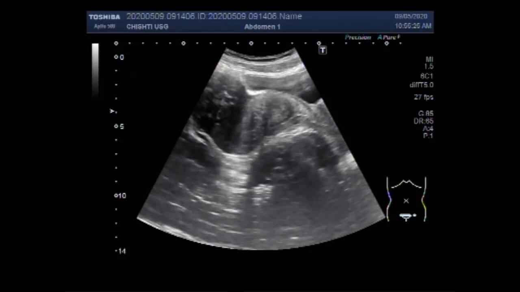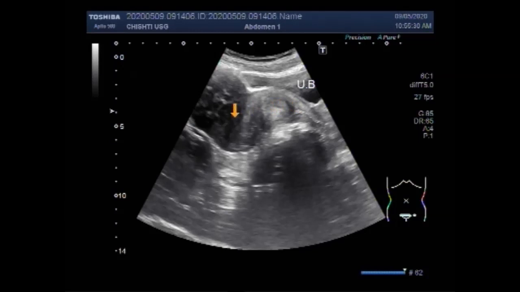This ultrasound video shows an ovarian mass. You can see the urinary bladder. This is the uterus. This is the cervix. And this is the mass.